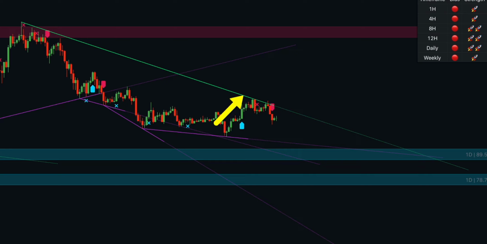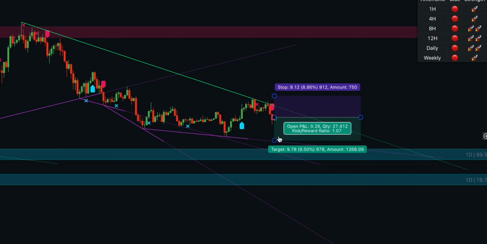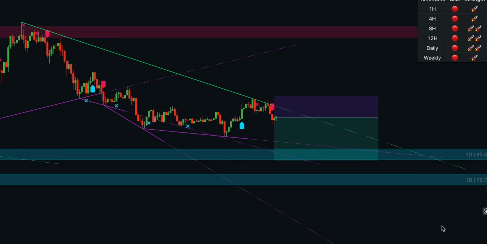Even though the demand level is quite close to the entry price, there is still some potential profit to be made. We open a short position and set the stop loss slightly above the trend line. Let's see if our technical analysis was right.